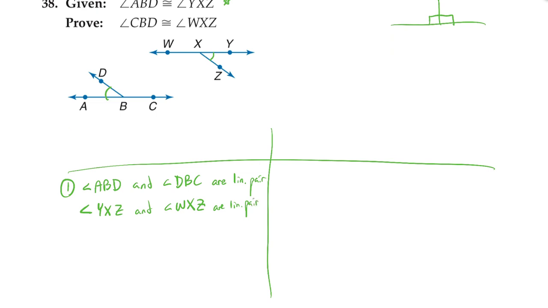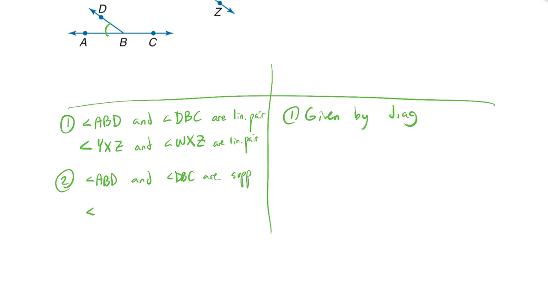And how did I know that? Well, I knew that from looking at the picture. That was given by the diagram. Number 2, I'm going to say those same angles are supplementary. So angle ABD and angle DBC are supplementary, and angle YXZ and angle WXZ are supplementary.